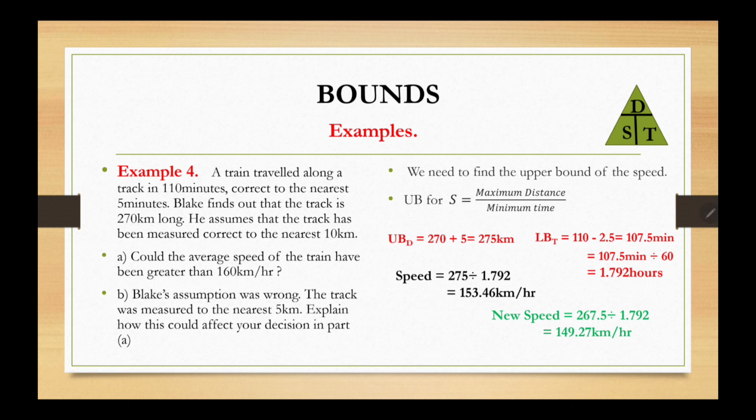So you get 267.5 divided by 1.79. So the new speed would also decrease. So in this case, our answer in part A remains unaffected because it's still lower than 160 kilometers per hour. It would change only if we reduce the minimum time required. So our decision stays unaffected.